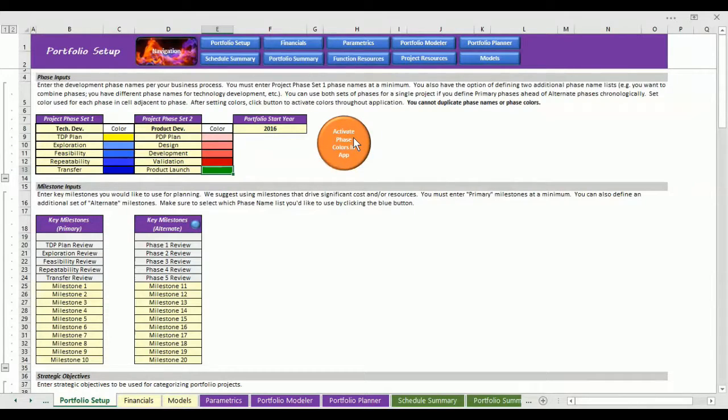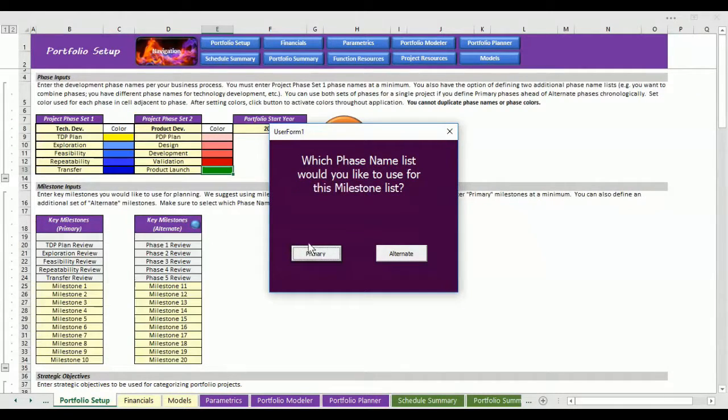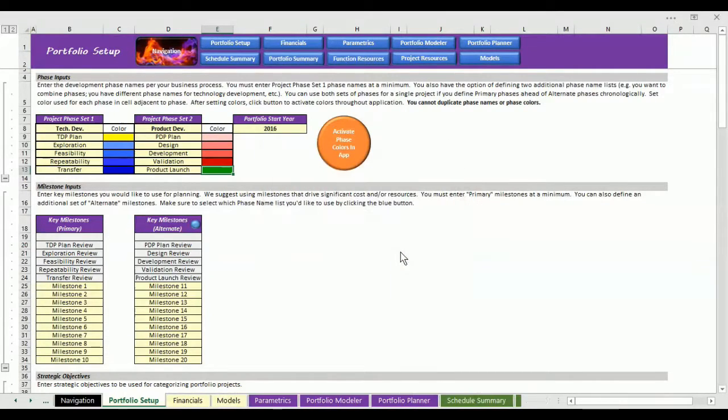In the alternate milestones section, by clicking the blue button, you can choose to either input the primary phase set 1 milestones as phase reviews or the alternates. Clicking alternate puts the alternate milestones in place.